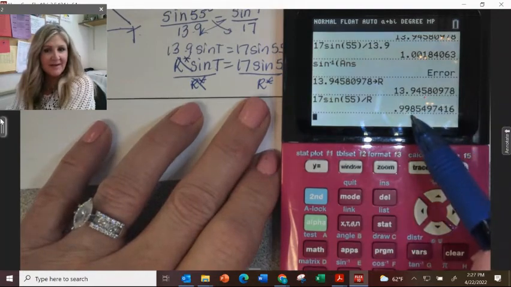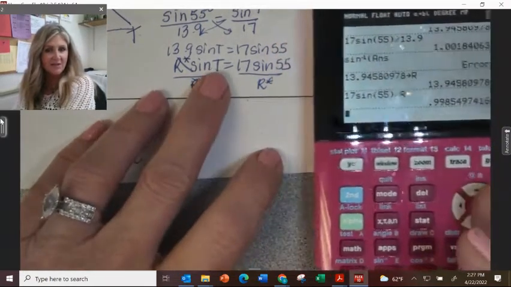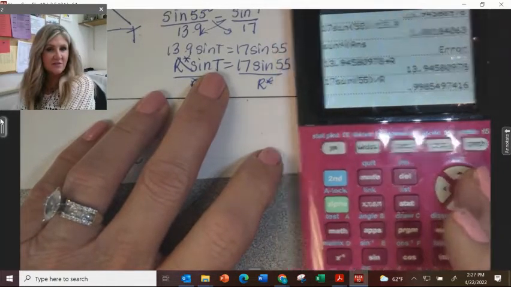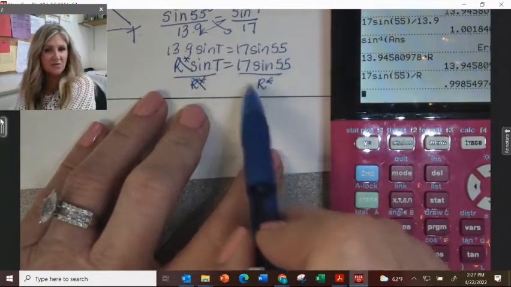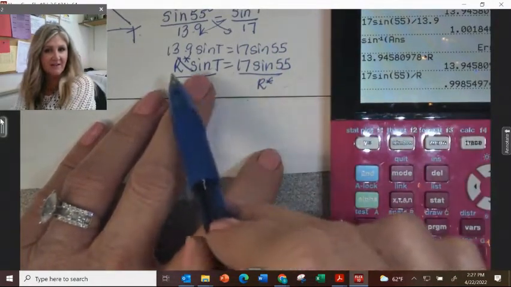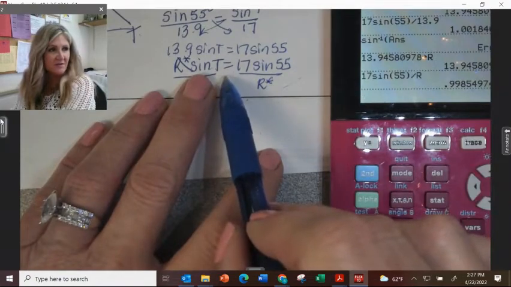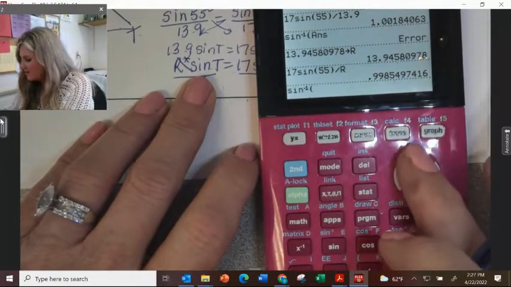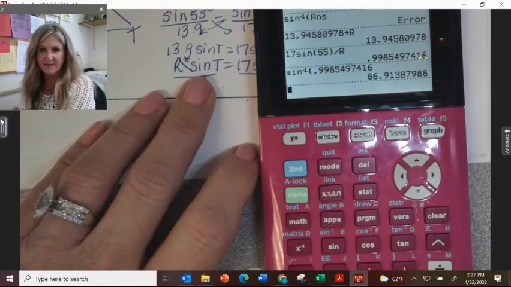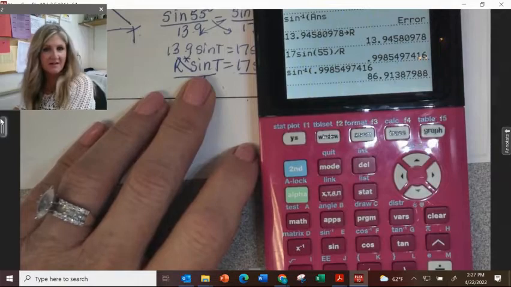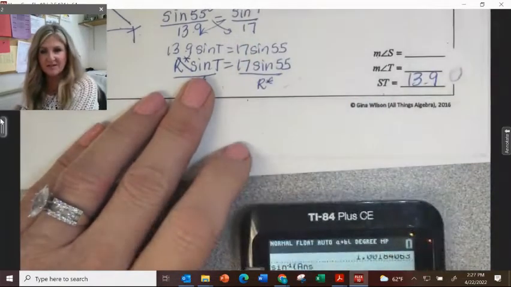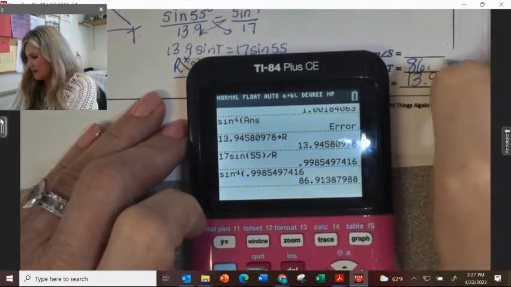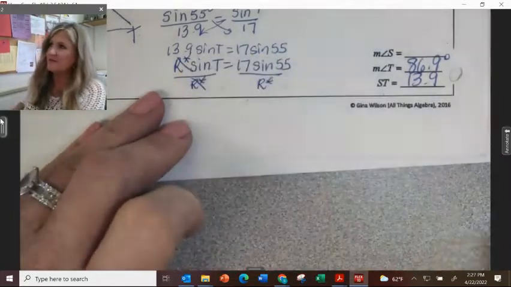But now, what am I going to push to find out what angle T is? What do I do, guys? This is sine T equals this answer, this 0.9985. So what do I push to find the angle? Second sine. So I'm going to do second sine of this. And I'm going to push enter. So what is that angle then to the nearest degree for angle T? 86.9. We'll round to the nearest tenth. I think I said degree, but to the nearest tenth.